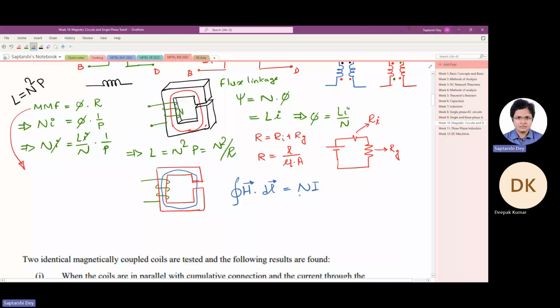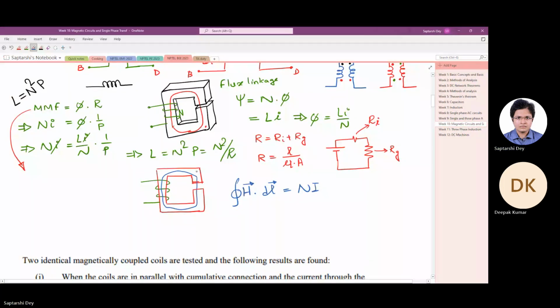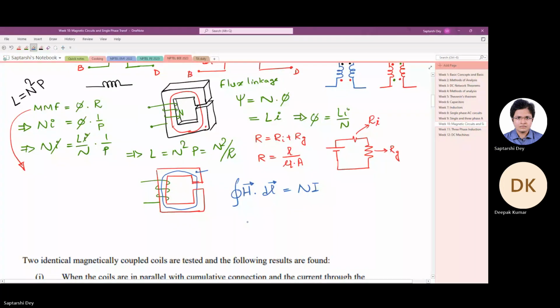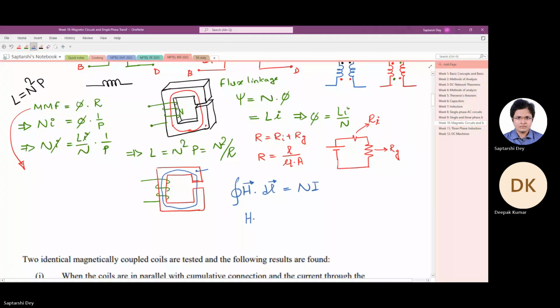Now, if you assume that the magnetic material is infinitely permeable, then the whole drop of magnetic field intensity happens, or H happens, in the air gap only. So H dot g, that becomes Ni.